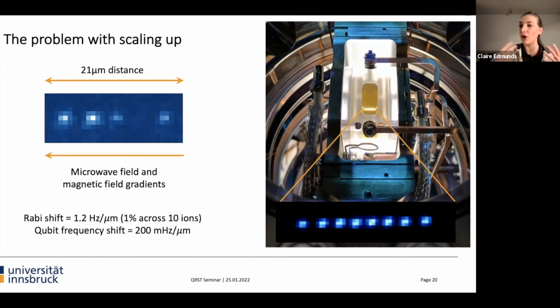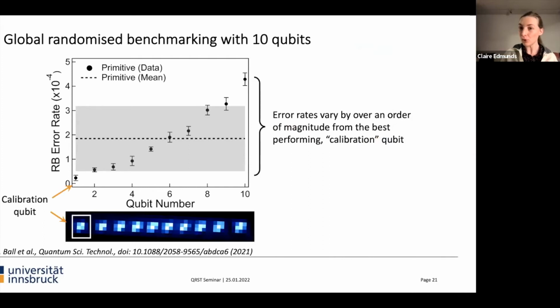With the microwave field, it's a global field. It illuminates all ions simultaneously, so we can't calibrate it uniquely for each ion's requirements. To quantify how bad this is, we did randomized benchmarking. This is 10 different qubits, 10 ions, using a global microwave field to run simultaneous randomized benchmarking. What we see is that when we calibrate the field to the frequency, the amplitude, the pulse length, to the leftmost qubit, our calibration qubit, we achieve a randomized benchmarking error which is really on par with a single ion in the trap. However, moving away from that ion, the error rates get worse due to the gradients, and we actually get over an order of magnitude worse by the time we're at the 10th qubit.